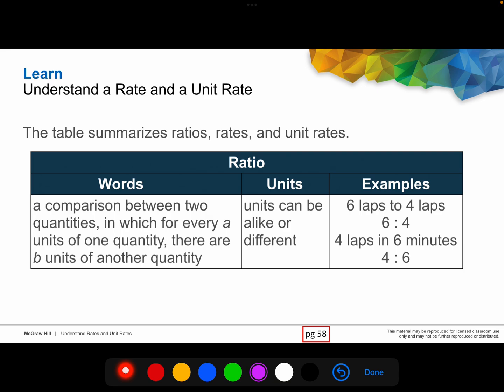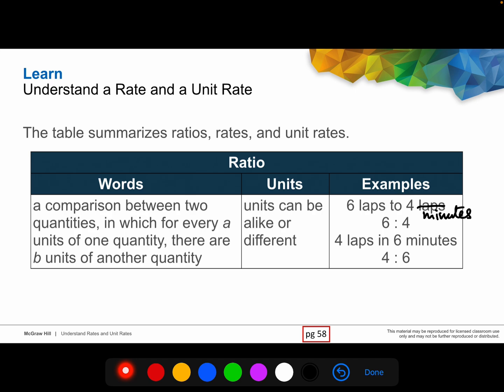So this table now summarizes ratios, rates, and unit rates. You'll see on my slides, it's split up into multiple slides. A ratio is a comparison between two quantities in which for every A units of one quantity, there are B units of another quantity. So if you see, you could do 6 laps to, there's a typo over here. This should be minutes. 6:4, or 4 laps in 6 minutes.